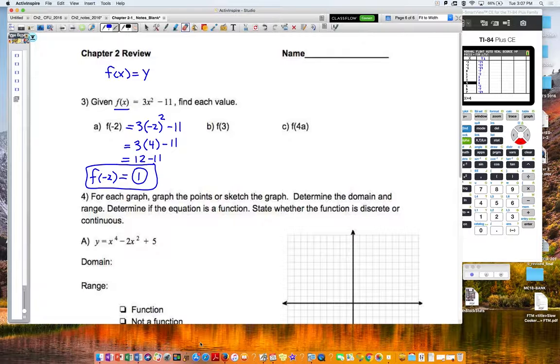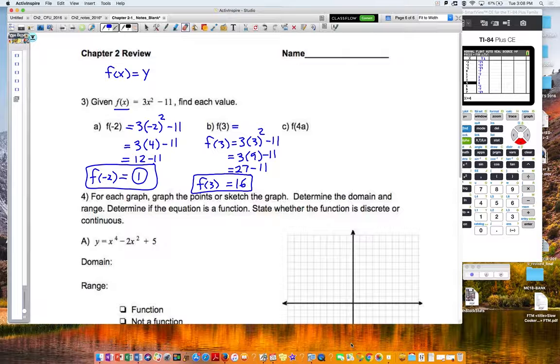We do the same thing for the second one. Now we're plugging in 3. f of 3 equals 3 times 3 squared minus 11. 3 squared is 9. 3 times 9 is 27. 27 minus 11 is 16. So f of 3 is 16.